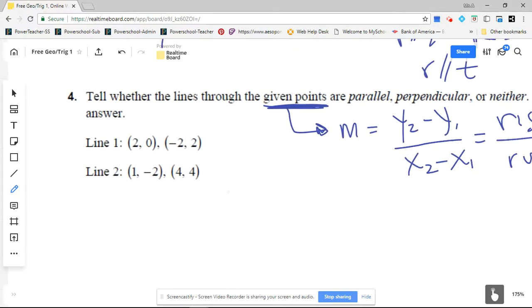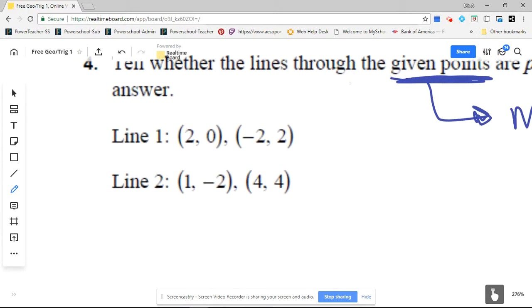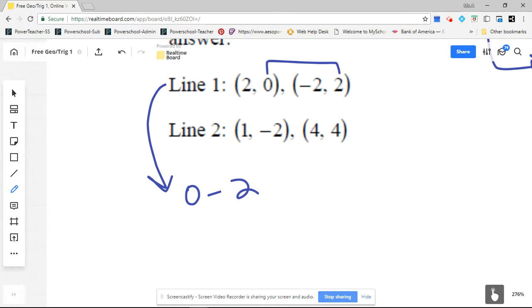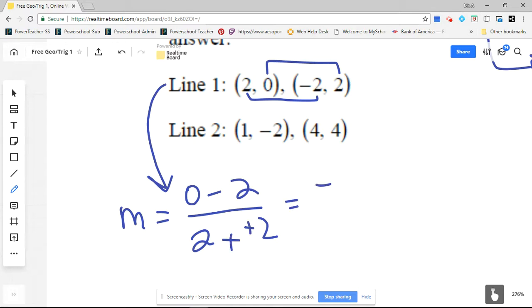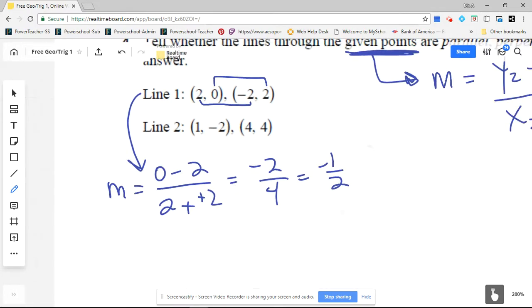So I'm going to go ahead and look at line 1 here. Okay, we'll come down here to line 1. I'm going to do the y number minus the y number. That would be 0 minus 2. And I'm going to put m equals for my slope. So y minus y, 0 minus 2. Then I'm going to do x minus x on the bottom. 2 minus the x is negative 2. It's always a minus, and then the x number was negative. So that means a double negative on the bottom. So my slope is a negative 2 on top and a positive 4 on the bottom. That's a negative 1/2 slope. That's for line 1.